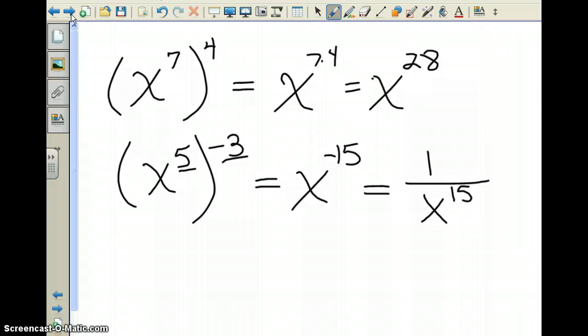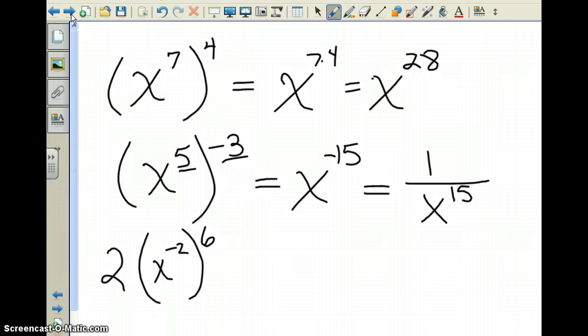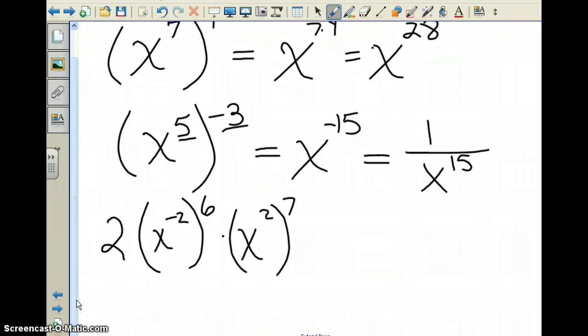And lastly, let's try to incorporate a whole bunch of our laws. 2 times x to the negative 2 to the 6th times x squared to the 7th. So let's simplify these parentheses here. I'll start from the back and come back towards the beginning. Here I've got an x squared raised to a 7, which will be x to the 14th. Here in the middle I've got an x to the negative 2 raised to the 6th, which will be x to the negative 12. And then I have a 2 as a coefficient out in the front.